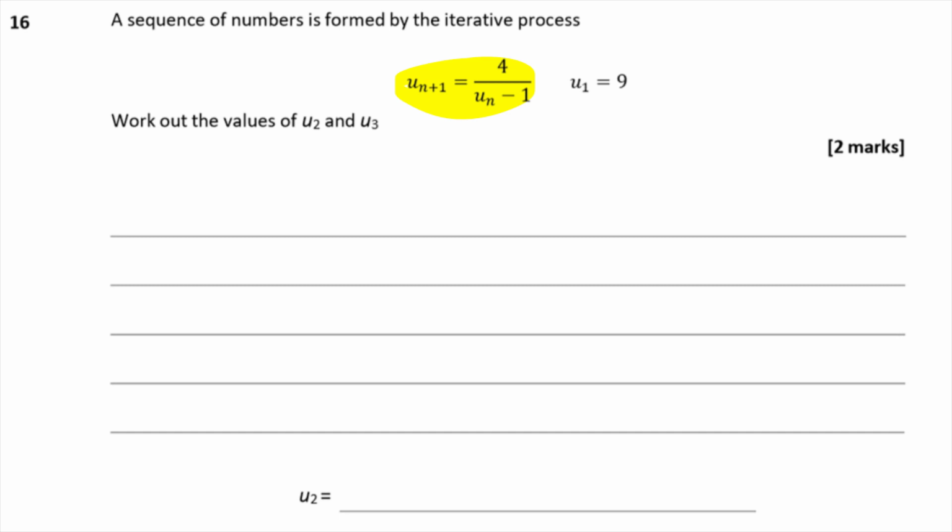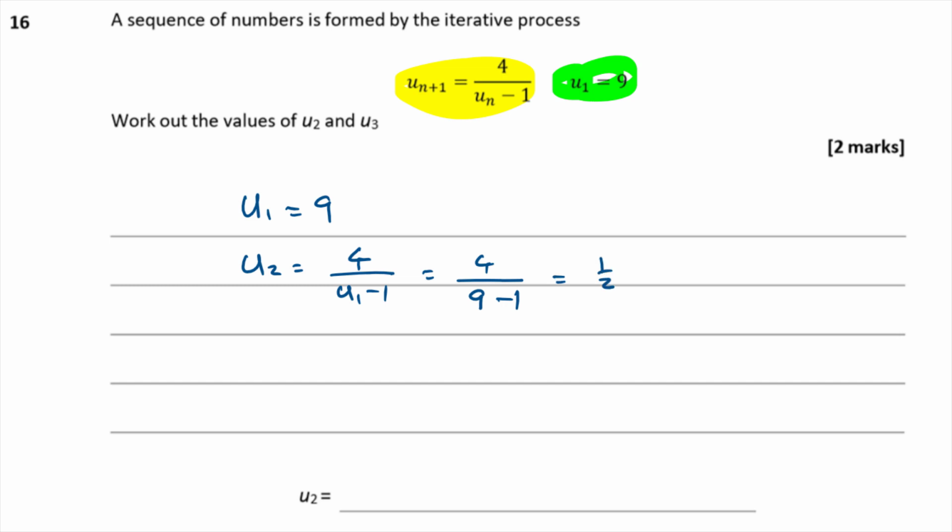Okay, so we've been given the first term of this sequence, u1, and that is equal to 9. So we know that u1 is 9. Now u2 is going to be 4 divided by u1, minus 1, which is 4 over 9 minus 1. 9 minus 1 is 8. 4 divided by 8, that's the same thing as a half, isn't it? It's just going to be a half, or 0.5. Okay, so u2 is a half.